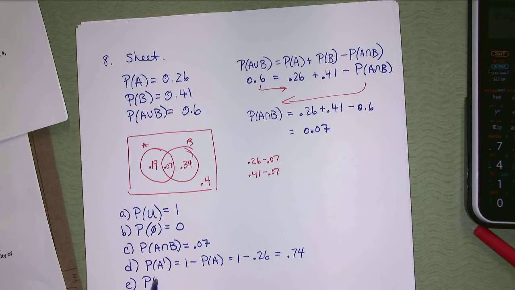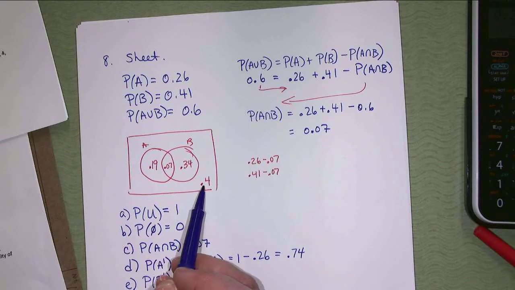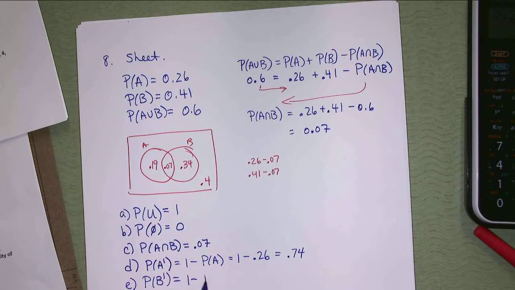E, probability of B prime. Same thing. You could add up the stuff not in B, 0.19 and 0.4, or you could do 1 minus the probability of B. This way's probably safer in case you did your Venn diagram wrong, and you were given A and B itself, right? Yeah, but also, if you look back up at the Venn diagram, it didn't match your answer, you could also say, oh, I must have messed something up. 1 minus 0.41, so this would be 0.59.